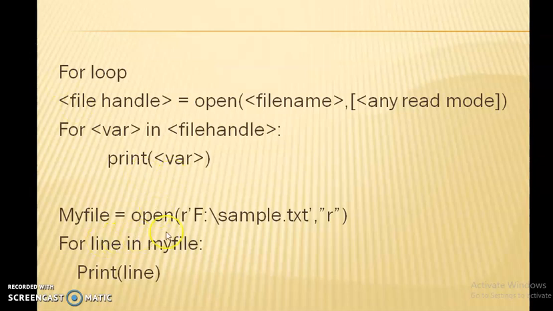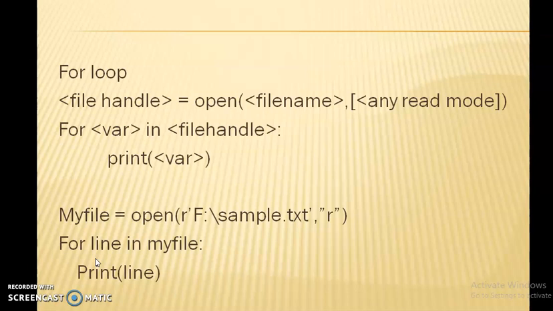Another one is my file is equal to open, then the file name, then read mode, for line in my file. This is the syntax. This one is an example: for line in my file, print line. Here, F and P should be in small letters. While writing I gave capital letters, but you have to give small letters when you write a program in the Python window. When you use a command like this, it will give the same output produced by using the readline function.